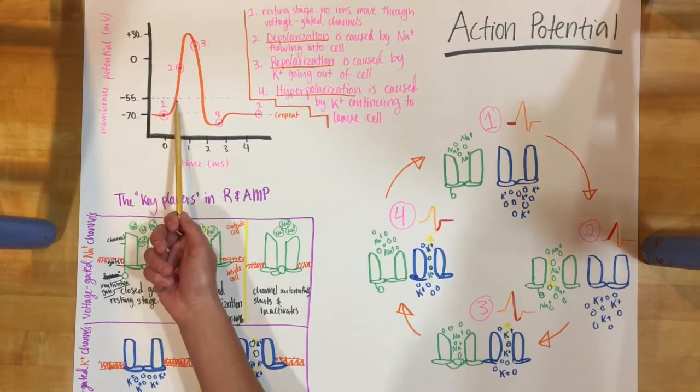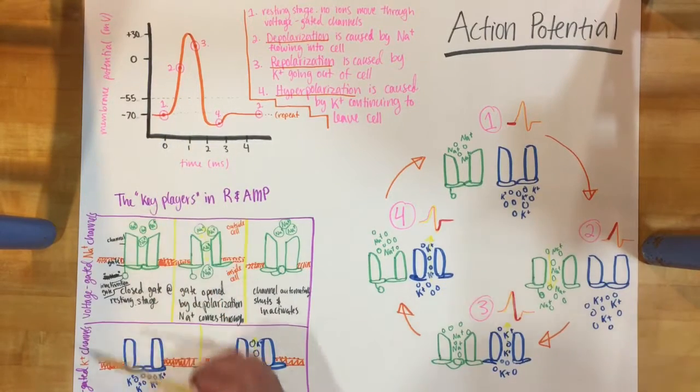Negative 55 millivolts is what we call threshold. All the cell needs to do is reach that level and it will fire. It will create an impulse.